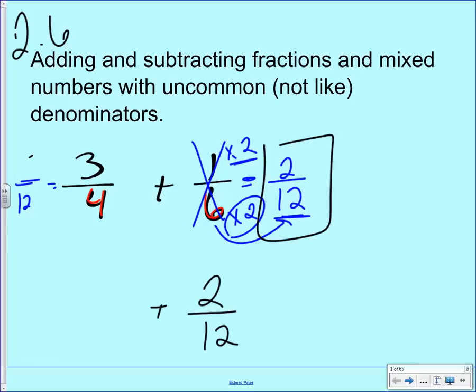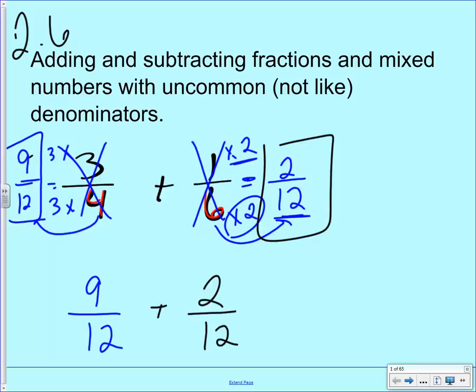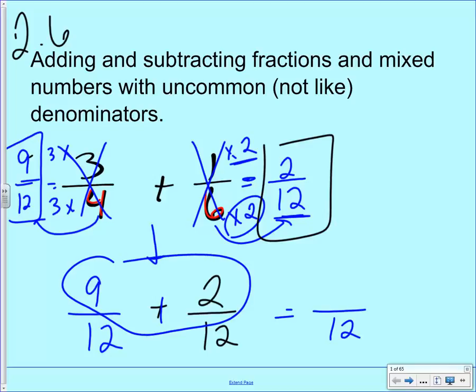Okay? I'm going to do the same thing to the other side over here. 4 times what gave me 12? Well, 4 times 3 gave me 12. What I did to the bottom, I'm going to do to the top. So 3 times 3 gives me 9. Remember that this is gone, and this is my new fraction. So I bring it down, and these are the two new fractions that I have. I still have an addition problem because that's what it was to begin with. And now I have common denominators. I'm going to bring my denominators straight over. I'm going to add my numerators: 9 plus 2 gives me 11. And so 11/12 is my final answer.